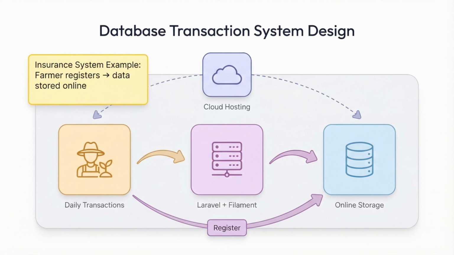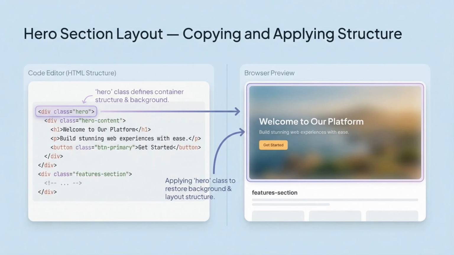Moving into the hero section design, the approach here is to copy an existing hero section and paste it into the new layout. One common issue that comes up is the background disappearing. This happens when the hero class isn't applied correctly. Once the class is properly attached, the background comes back. This is a normal part of iterative front-end development. Things break, you identify why, and you fix them.